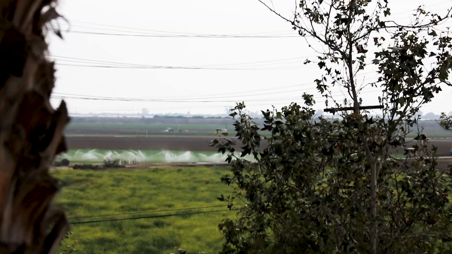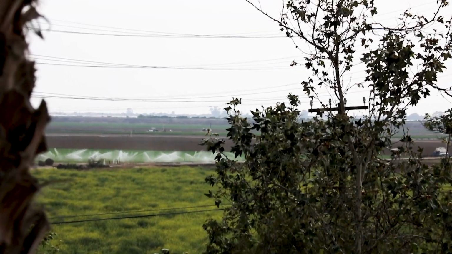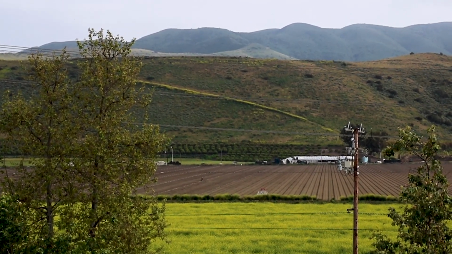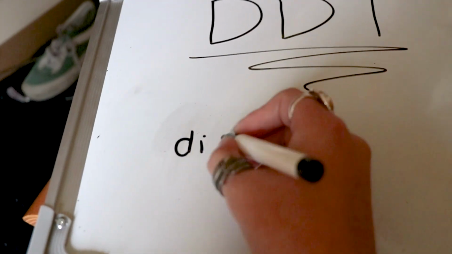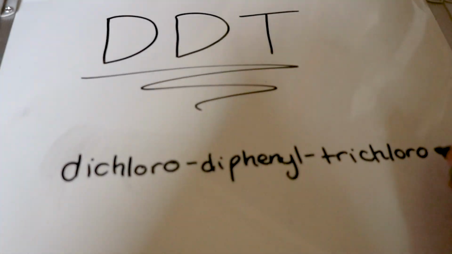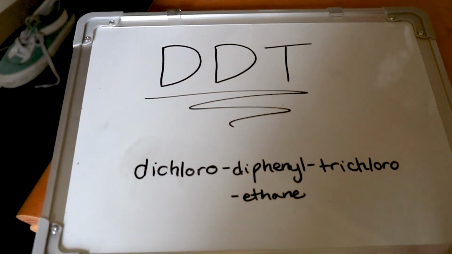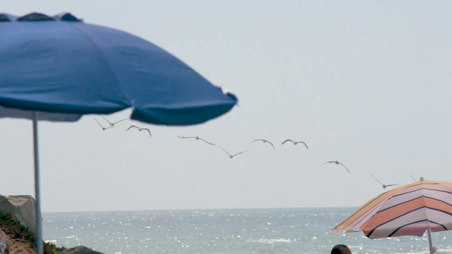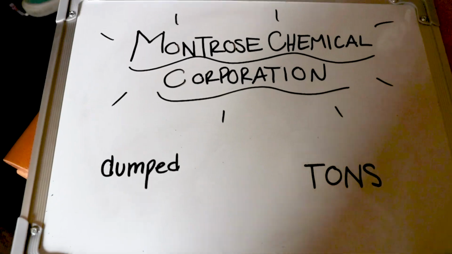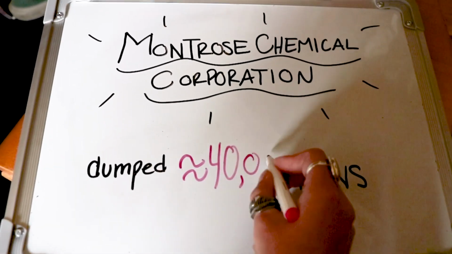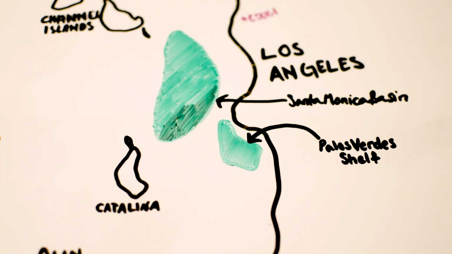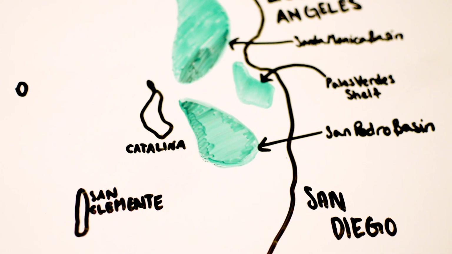If you look at the areas surrounding the CSUCI campus, you'll see acres upon acres of farmland producing the crops that feed us. One of the ways these farms used to produce strong crops was with a chemical called DDT, or dichloro-diphenyl trichloroethane. Before this chemical was banned in 1972 for the disasters it caused wildlife, Montrose Chemical Corporation dumped approximately 40,000 pounds of it into the Palos Verdes Shelf, Santa Monica Basin, and San Pedro Basins every year.